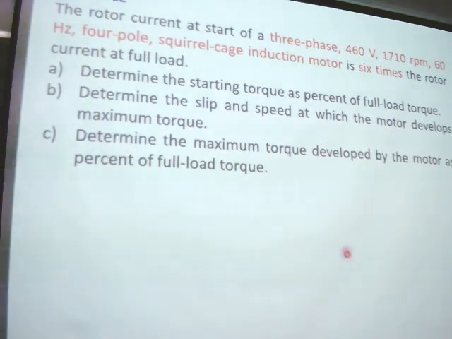See this example. This is an easy example, just a general introduction. The parameters are noted in red color. It's a 4-pole induction motor, and it tells us that the starting rotor current is 6 times the rated current.